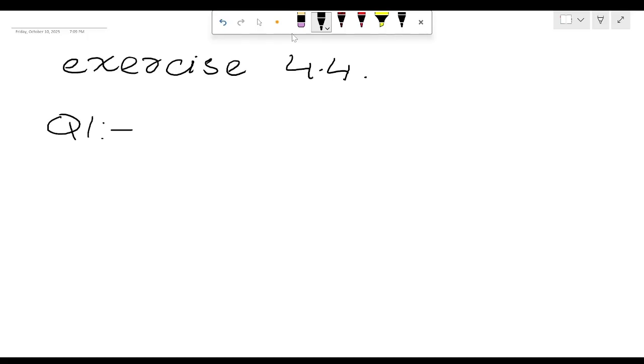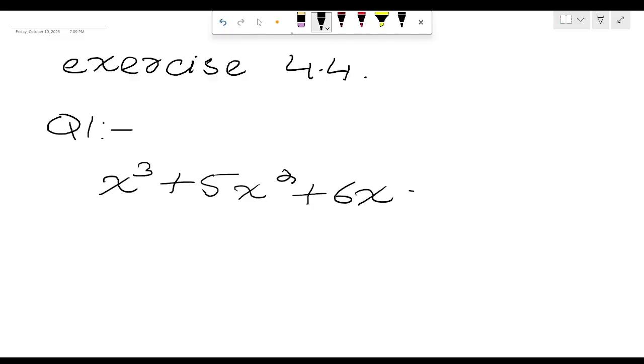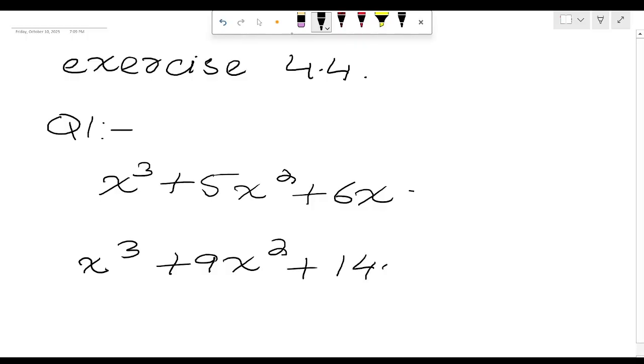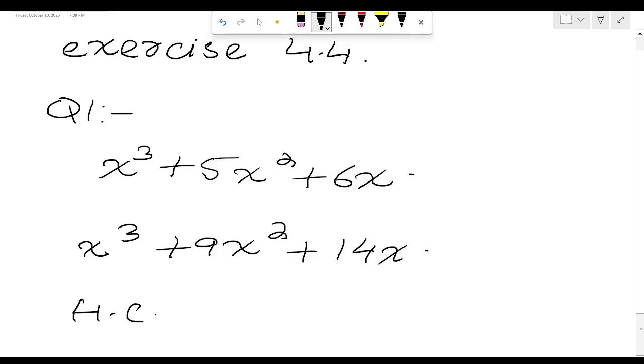They are saying that the HCF of two polynomials is given. I'll write the first polynomial here, which is x cube plus 5x square plus 6x. This is the first polynomial. And the second polynomial is x power 3 plus 9x square plus 14x. Now, what are they saying? They are saying that we have these two polynomials and their HCF, their highest common factor, is obtained as x square plus 2x. Now, with this given data, they are asking us some questions.